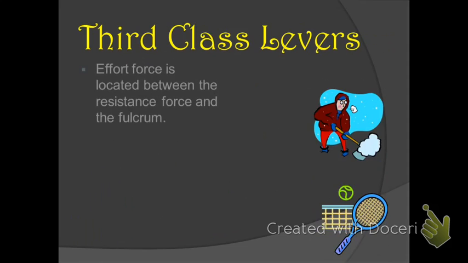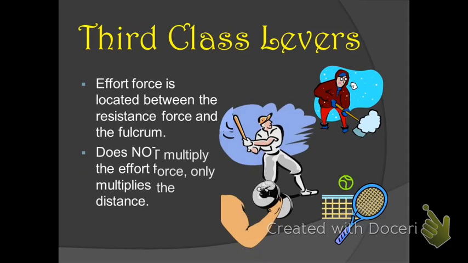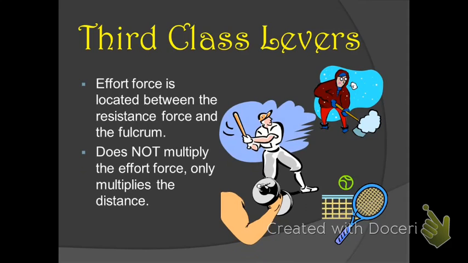And how about third-class levers? Nathaniel? Effort force is located between the resistance force and the fulcrum. It does not multiply the effort force, only multiplies the distance. Third-class levers, we said earlier, were the least efficient. They're not easy to use. They don't help you apply less force at all. When you use tweezers, you have to squeeze hard to use the pair of tweezers. However, they do allow you to change the amount of distance.